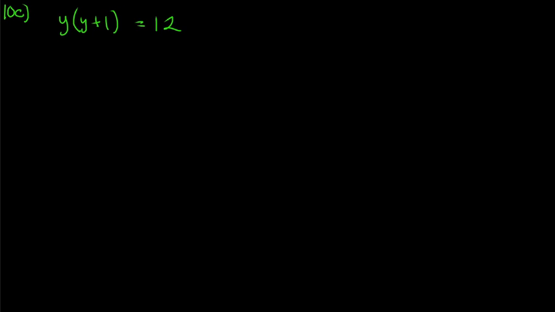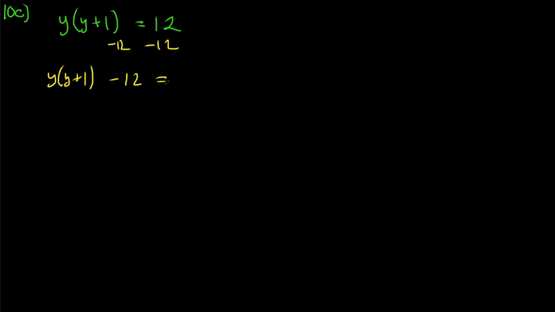Part C, we have y times y plus 1 equals 12. Okay, this is factored on the left, but it doesn't equal 0. So, right, the fact that it's factored is not helpful, because we should subtract the 12 from both sides.